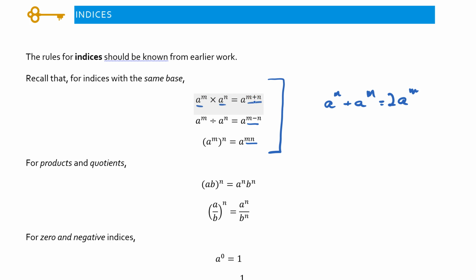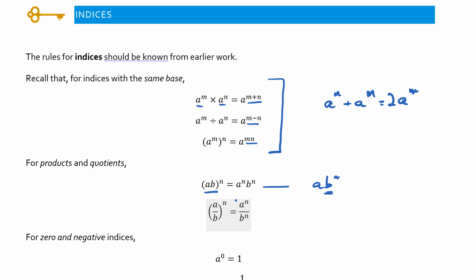Now for products and quotients, if we have (ab) all raised to the n, so the brackets will be important here, then it means that the a is raised to the n and the b is raised to the n. So be careful, brackets, it's all raised to the n. If it's just ab^n, then it's only the b which is raised to the n power. For quotients, with brackets raised to the nth, it's the nth power of the top and the nth power of the bottom, which is also interesting. We'll come back to it later on with fractional indices and square roots.